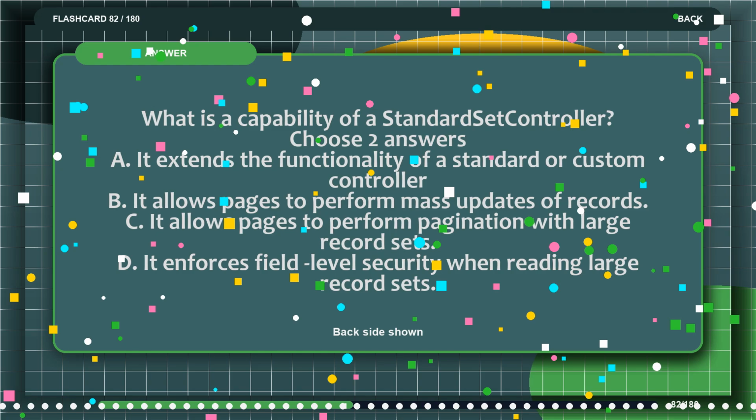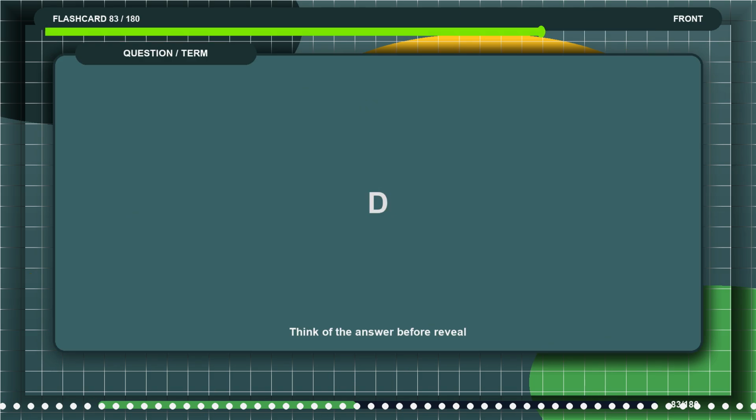The answer is: what is a capability of a standard set controller? Choose two answers. A. It extends the functionality of a standard or custom controller. B. It allows pages to perform mass updates of records. C. It allows pages to perform pagination with large record sets. D. It enforces field-level security when reading large record sets. Flashcard 83. D. Think of the answer before the reveal.